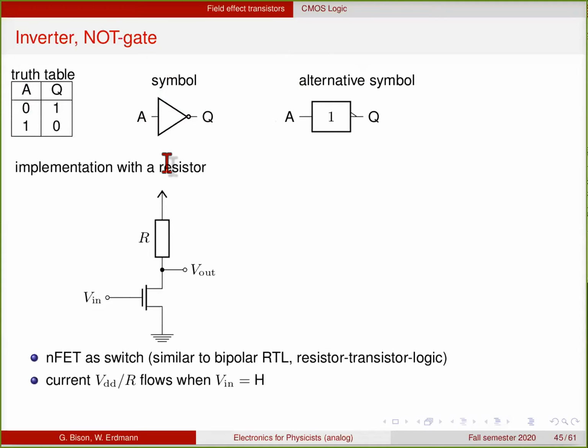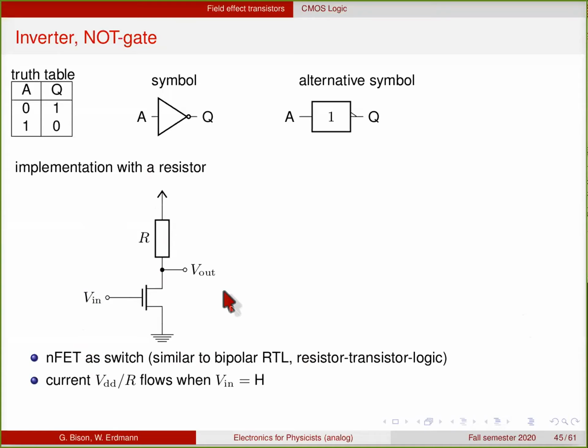The simplest implementation of this is if you have a transistor with a resistor. So you treat the NFET as a switch. And you could do the same also, of course, with a bipolar transistor. And this was, in fact, the first logic family that has been used widely, with bipolar transistors that were invented before the field effect transistors. And this was called resistor transistor logic, RTL. So when this transistor is off, there's no current flowing, and the resistor will pull this node up. When you pull the input high, the transistor turns on, and there's current flowing, and this node goes down, so the output will be low.